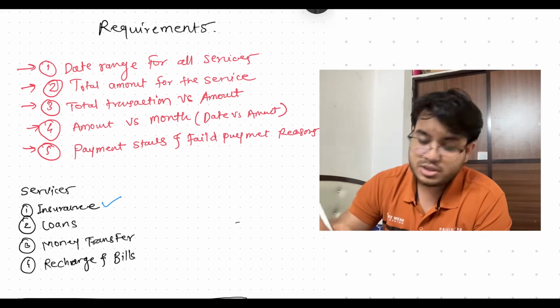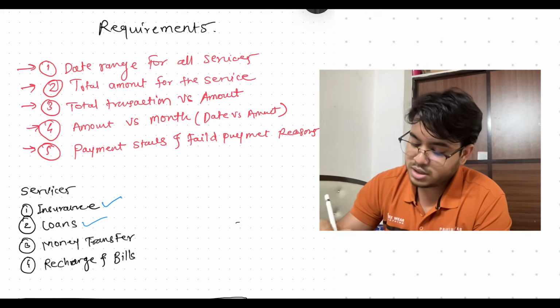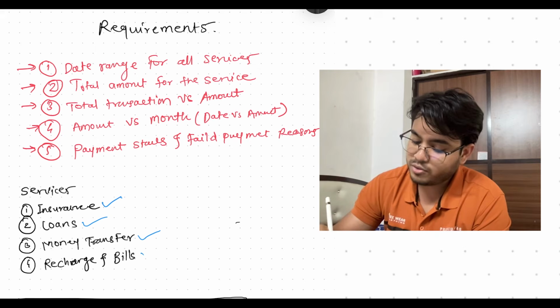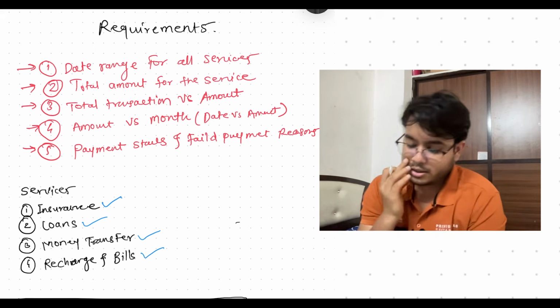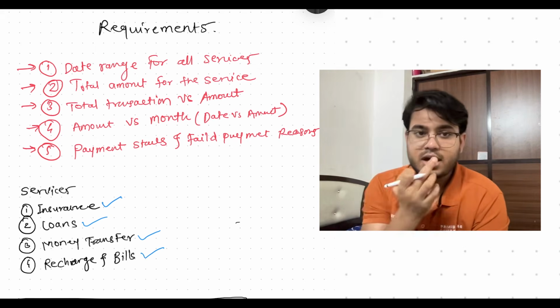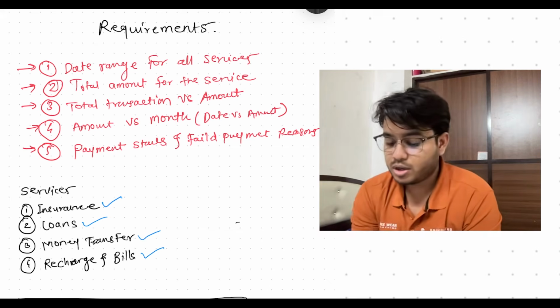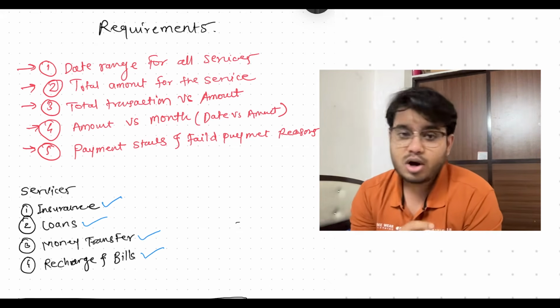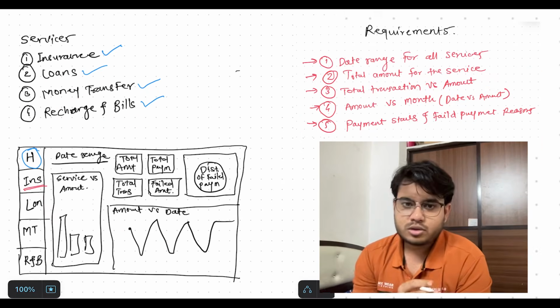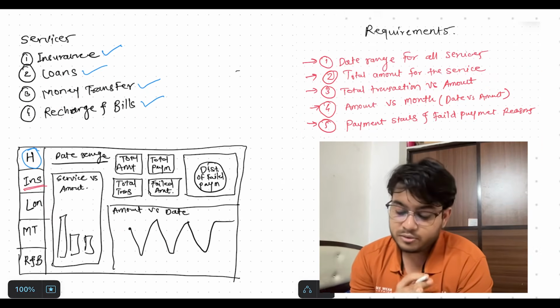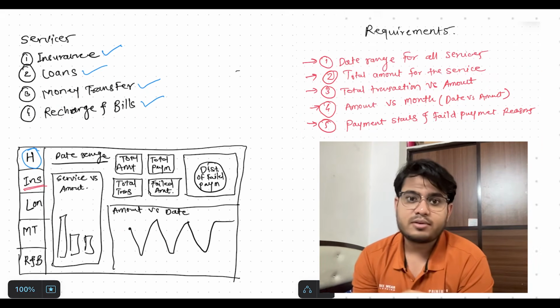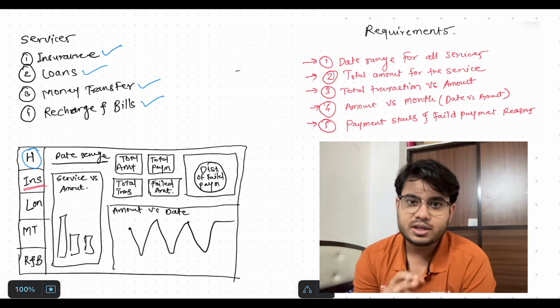First is our insurance, number two is loans, third is money transfer, and fourth will be recharge and bills. The data will be given to us and we are going to solve that for sure, but let's understand what we are going to create here. So there will be four services, and for those four services we are going to create a dashboard.